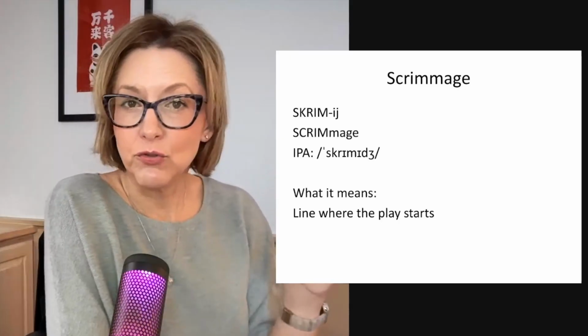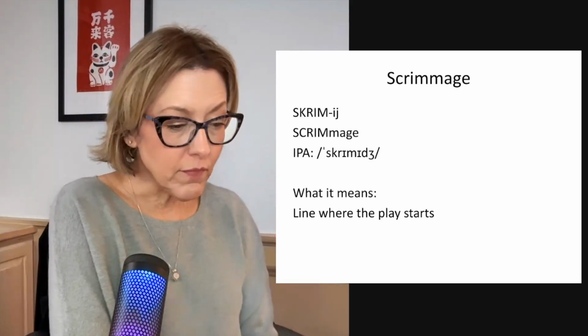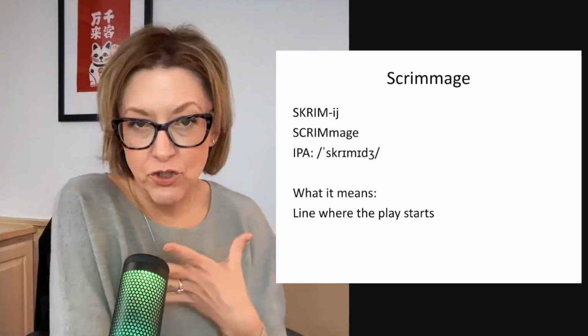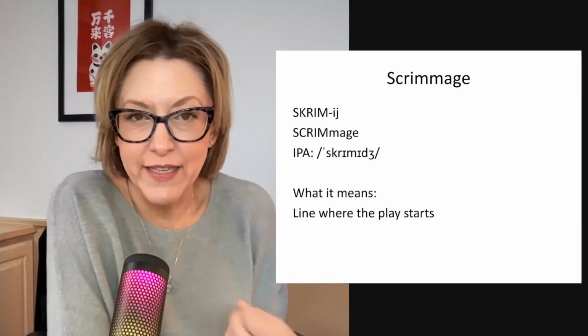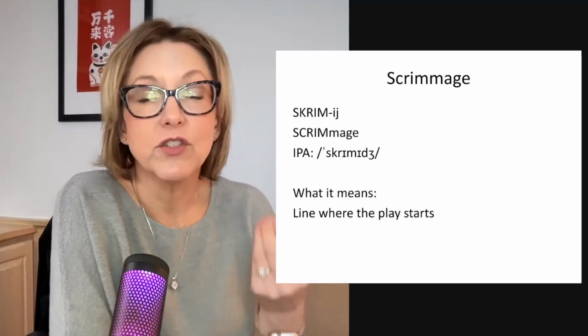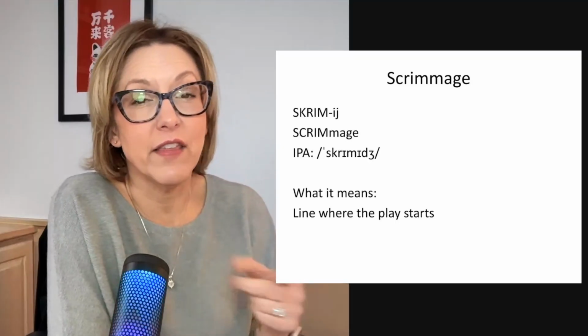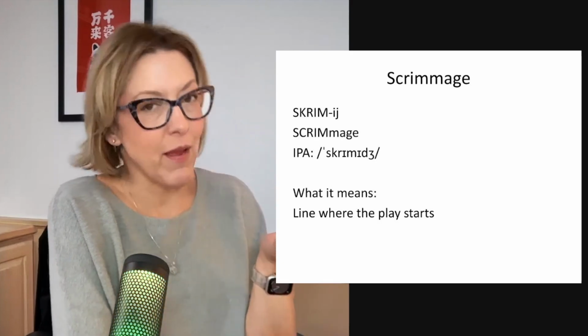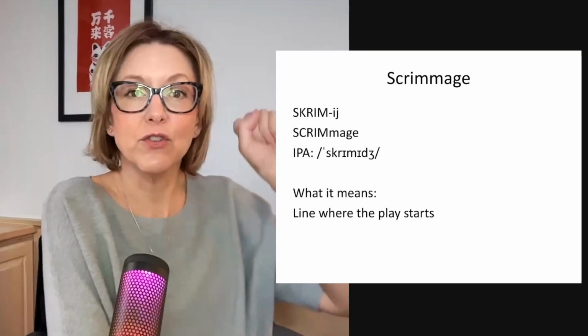Scr, scr, scr. So then we have the vowel I, scr, midge. We're going to end with that J sound, j, j, j. To do that, touch the teeth like you're saying a D sound, and then pull it back into the middle of the mouth. Let's put it all together.